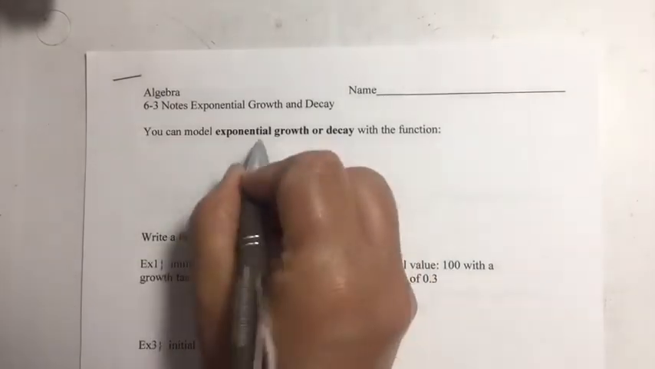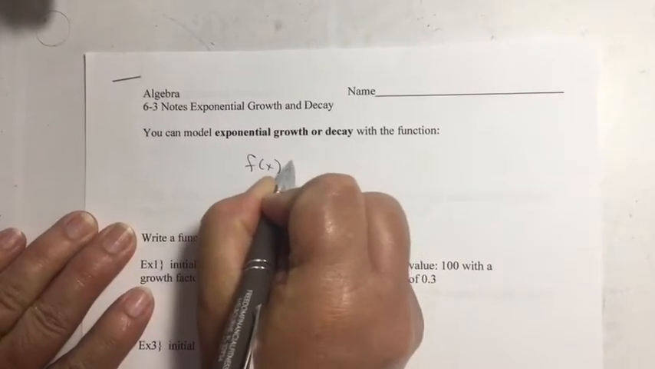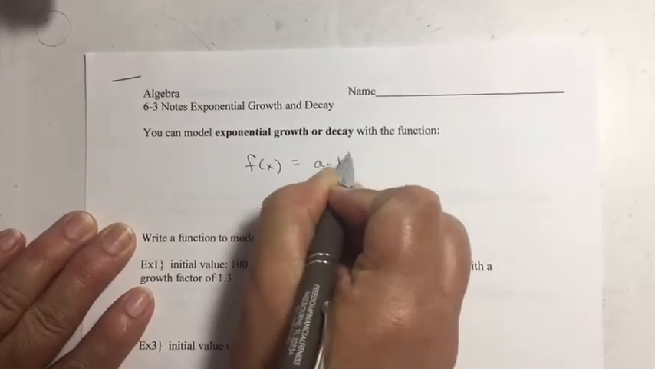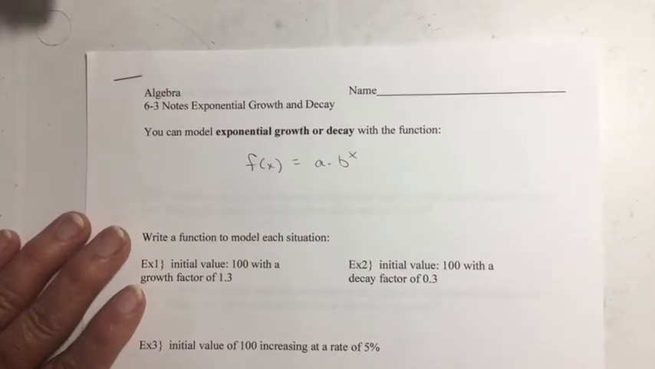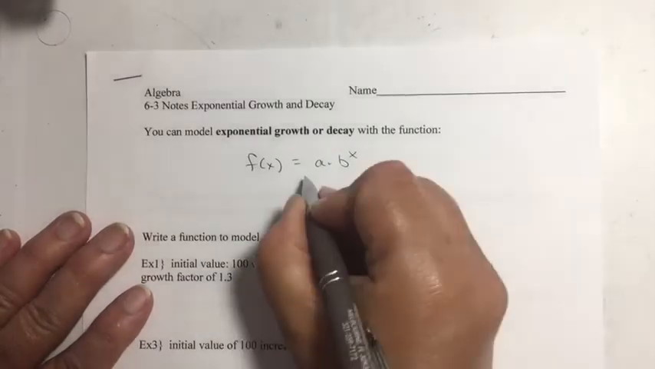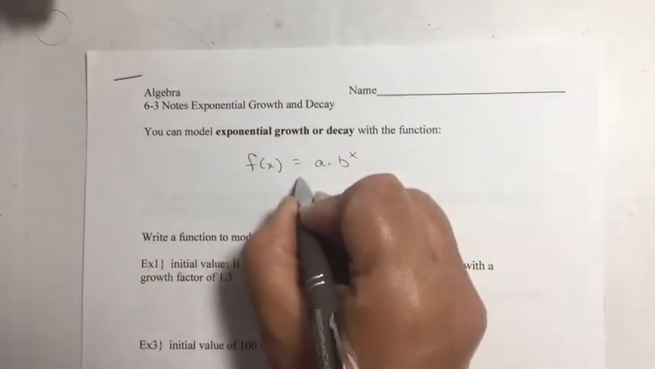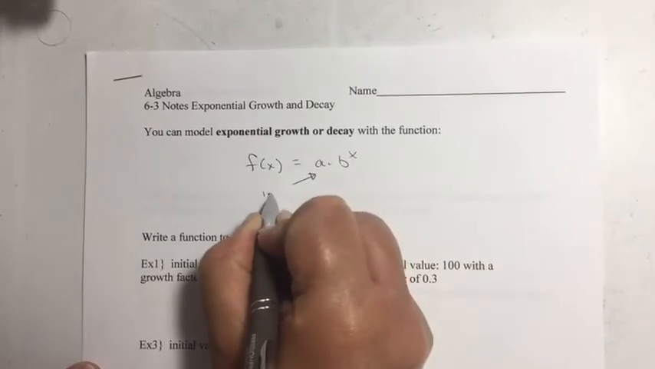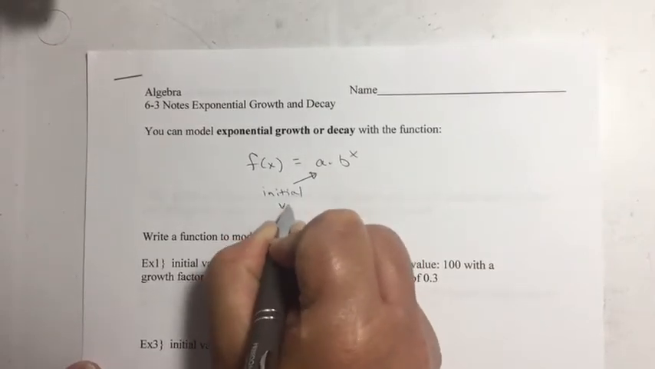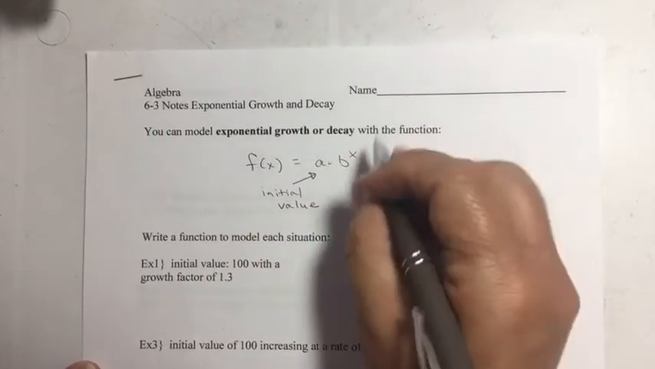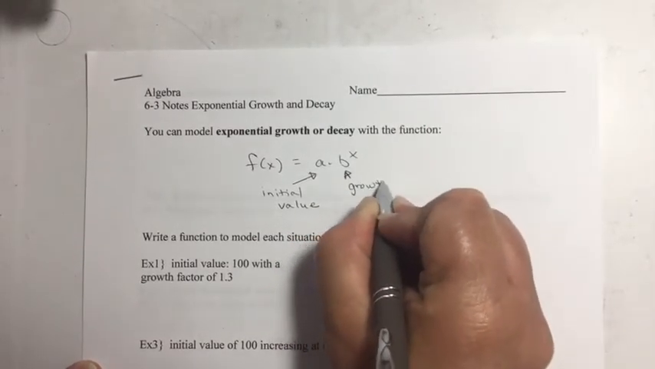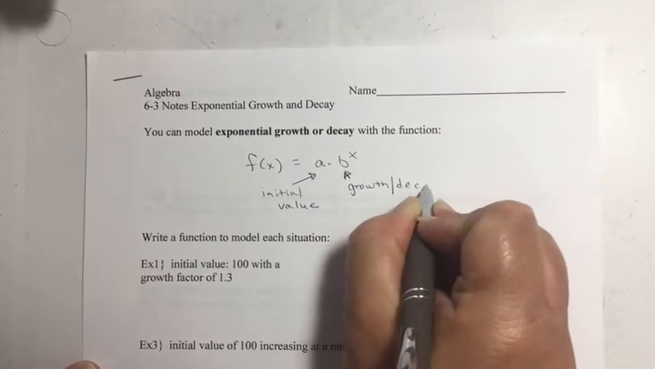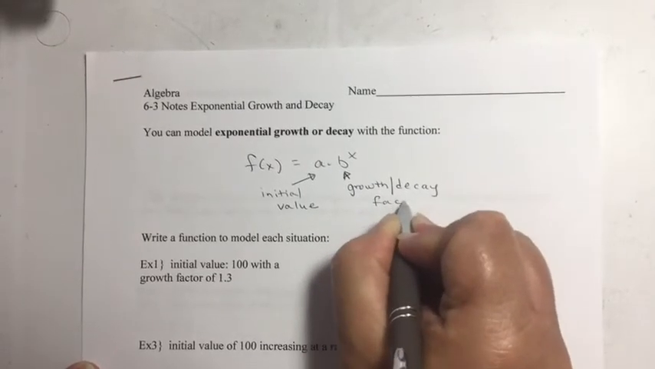Okay, so the exponential growth or decay function we already looked at yesterday. It is f of x equals a times b to the x. X is typically a length of time, years or hours or something like that. The a is going to be your starting point. We call it your initial value. And your b is your growth or decay factor. Growth if it goes up, decay if it goes down.